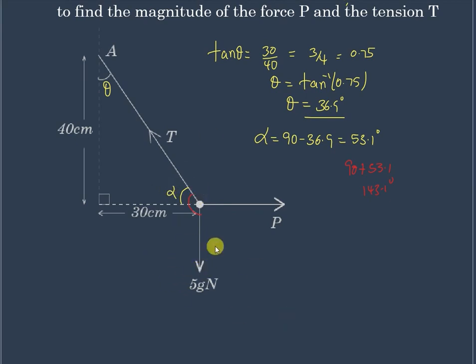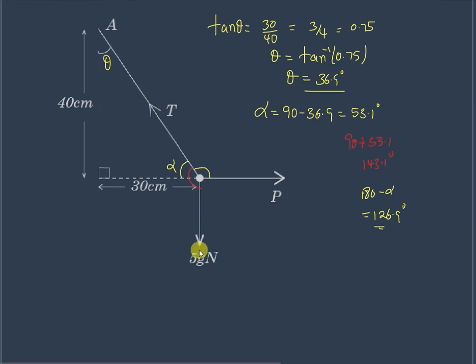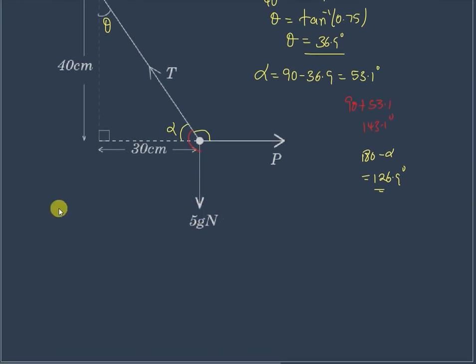While for this other side here, the one we are going to use as the angle which is opposite to the 5 Newton force, we are going to use this angle. That angle is 180 minus alpha. And if you work out, that angle is 126.9 degrees.